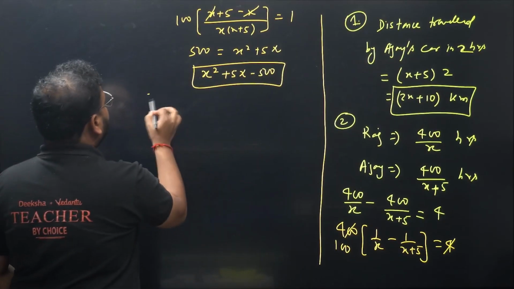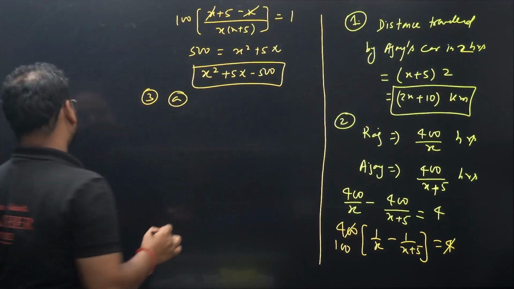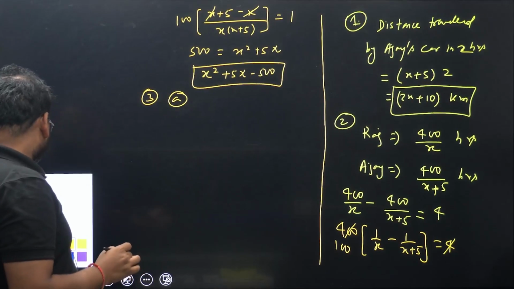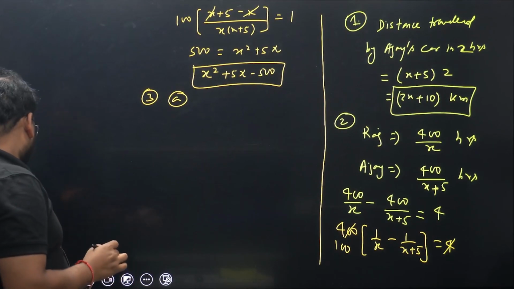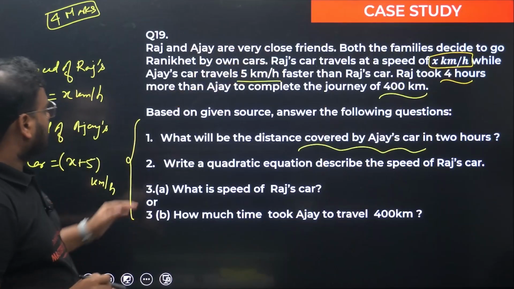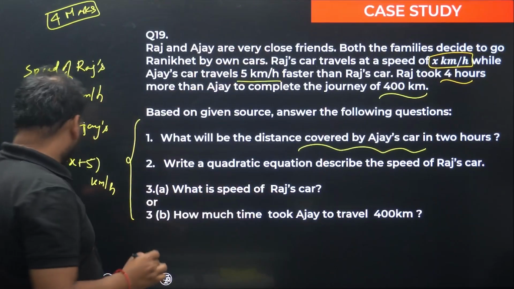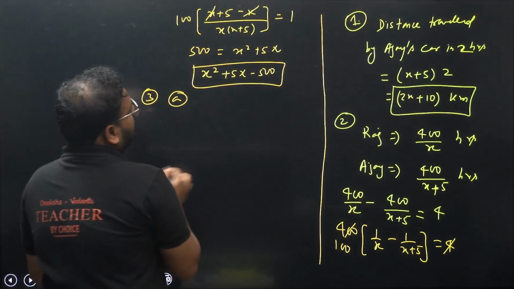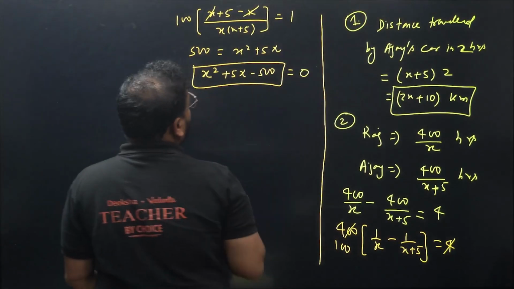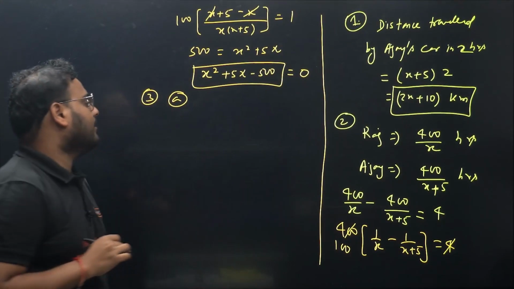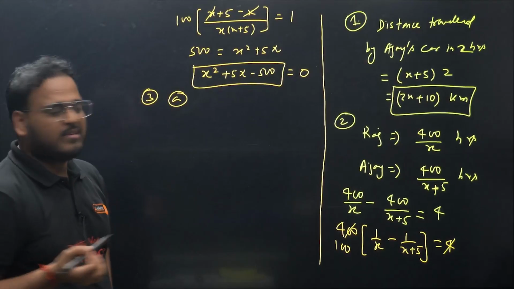Now next we move on to third part A. What are they asking in third part A? Have a look. What is the speed of Raj's car? Okay, you have to solve the equation x square plus 5x minus 500, sorry, I forgot to write here, equal to 0. Minus 500, right? 25 into 20 will work, I guess.